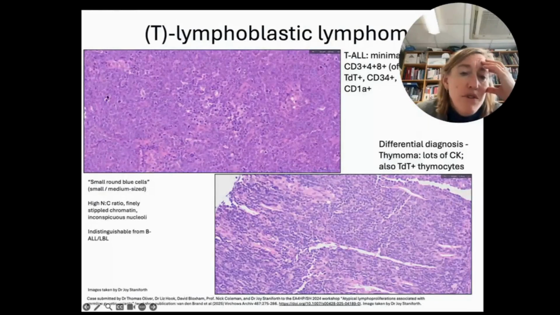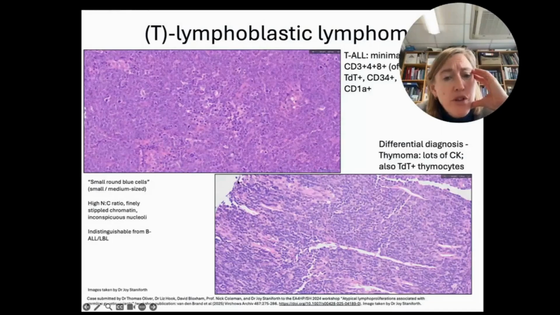So here's an example of lymphoblastic lymphoma. You can see big blast-like cells, and I've told you the phenotype. The critical thing is CD3 and TdT, and these other markers are usually present but not essential.